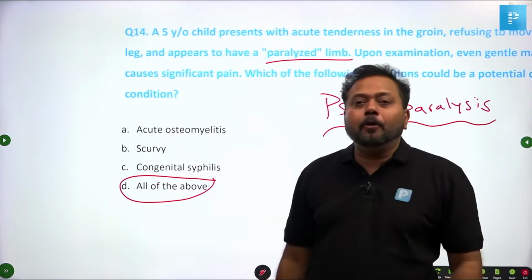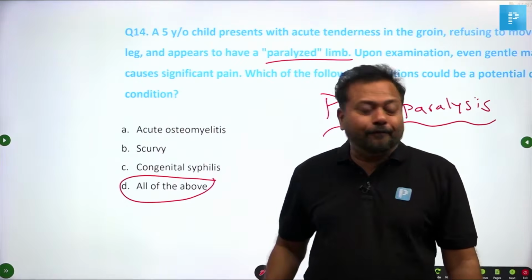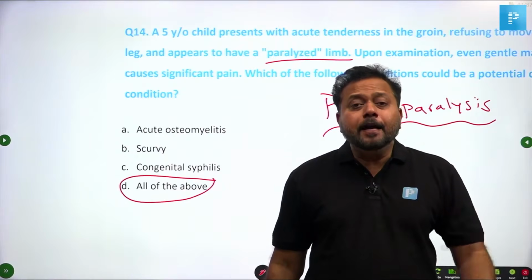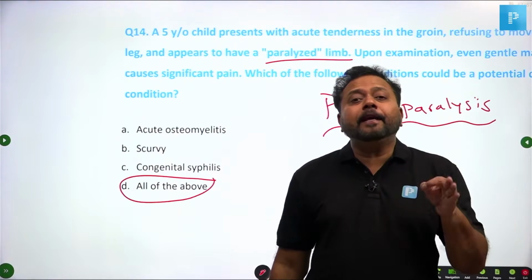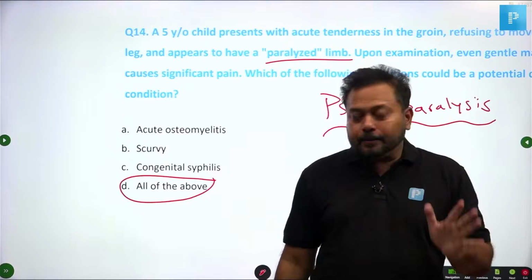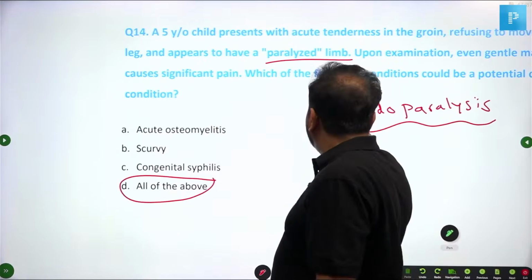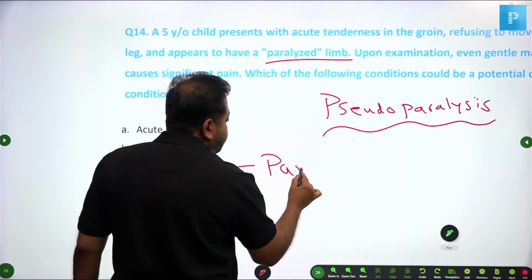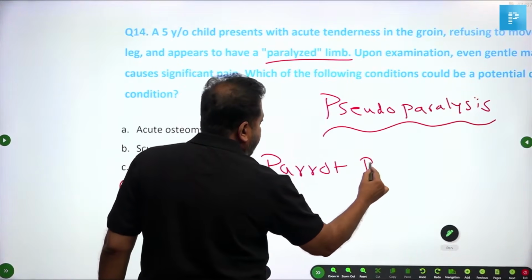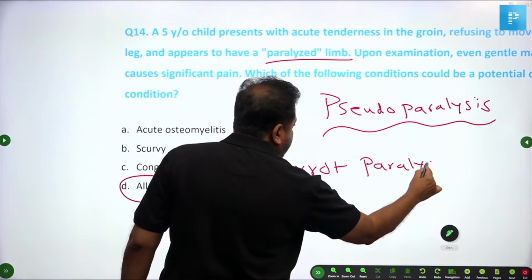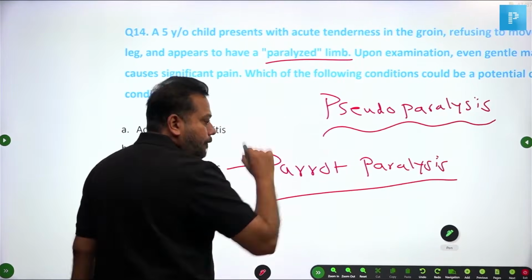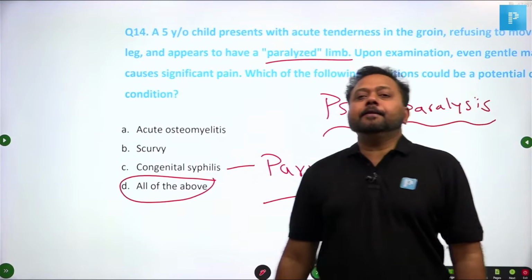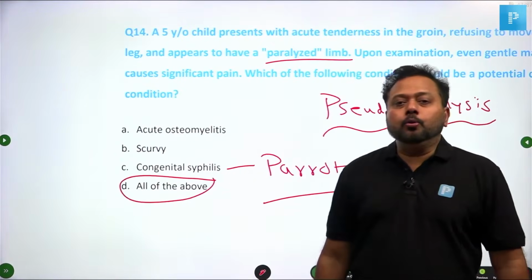So scurvy is an important cause for pseudo paralysis, and congenital syphilis, an outdated condition, is also a very important cause for pseudo paralysis, because syphilis directly causes periostitis, inflammation of the periosteum. When the pseudo paralysis is due to syphilis, this is called Parrot paralysis. Parrot is the name of a person. Whenever they use the word Parrot's paralysis, it is pseudo paralysis due to congenital syphilis.